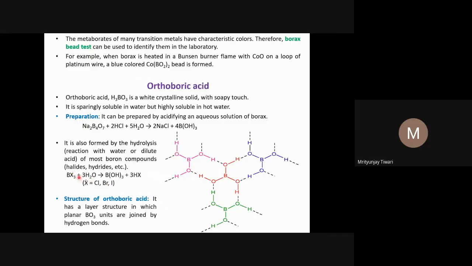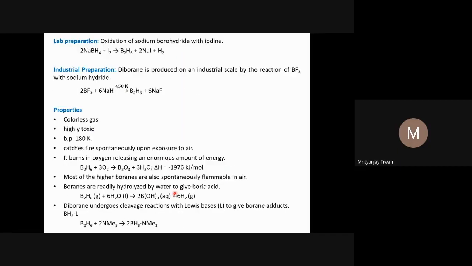This reaction with the halides I have shown, with the hydride we have just seen, and this B(OH)3 is orthoboric acid, or we can also write H3BO3. So this B(OH)3 aqueous plus 6H2 is the orthoboric acid. And of the reactions of boranes, diborane undergoes cleavage reaction with Lewis bases to give borane adducts, and borane adducts means BH3L.